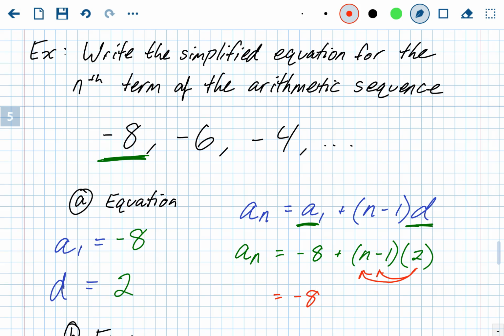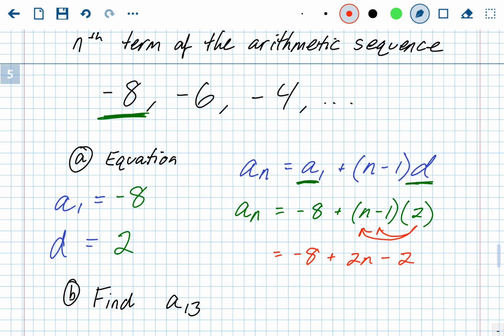So it leaves us with -8 plus 2n minus 2. And our final equation then is going to be, when we combine like terms, A sub n equals, we'll combine the -8 with the -2, and it'll give us 2n minus 10. So that is the equation to find the nth term of the sequence. So we can find any term in the sequence.